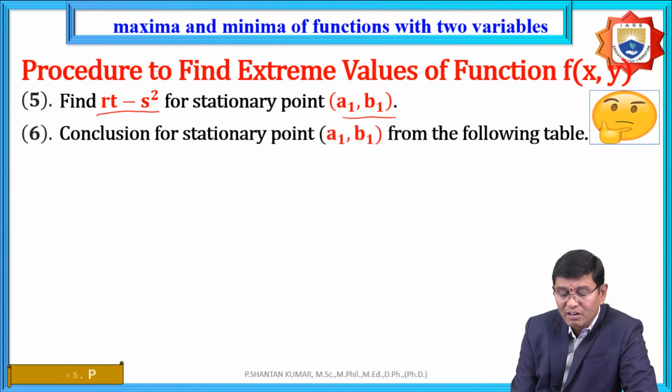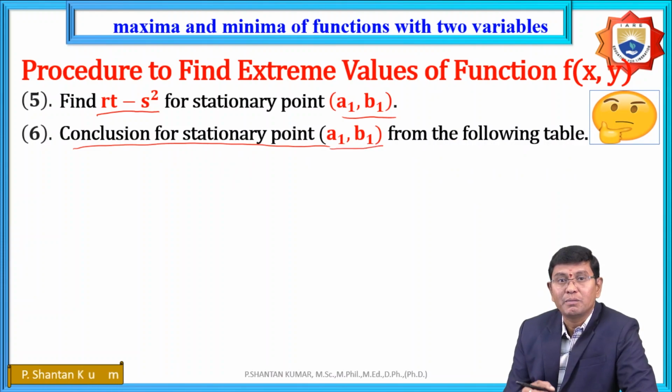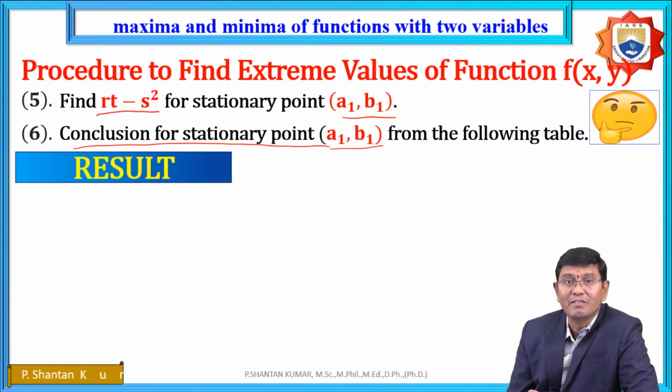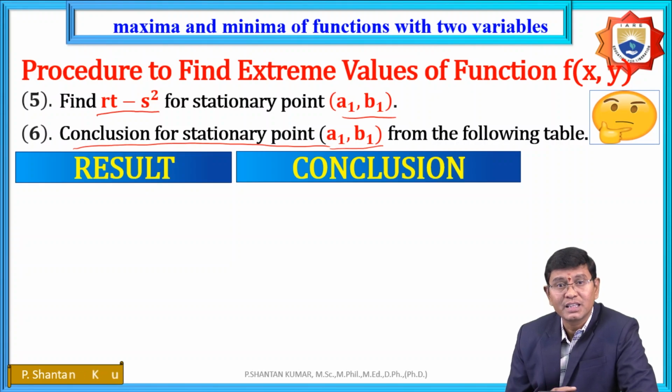That is the conclusion for the given stationary point, based upon the following table, and we need to observe the following table properly. One column is the result of rt minus s square, and the second is the conclusion based upon that rt minus s square.